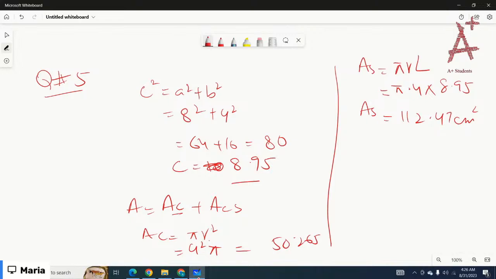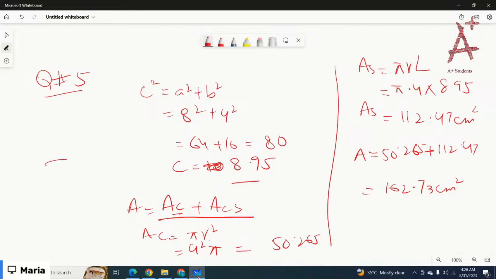To calculate the total area of the shape, you just add the area of the circle and the area of the curved surface. The area of the circle is 50.265 plus 112.47. When you add, it would be 162.73 centimeter square. That is the total area of the cone.